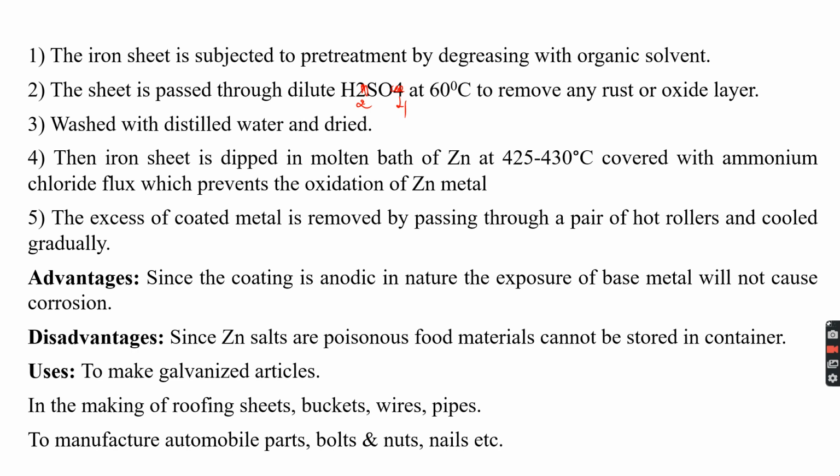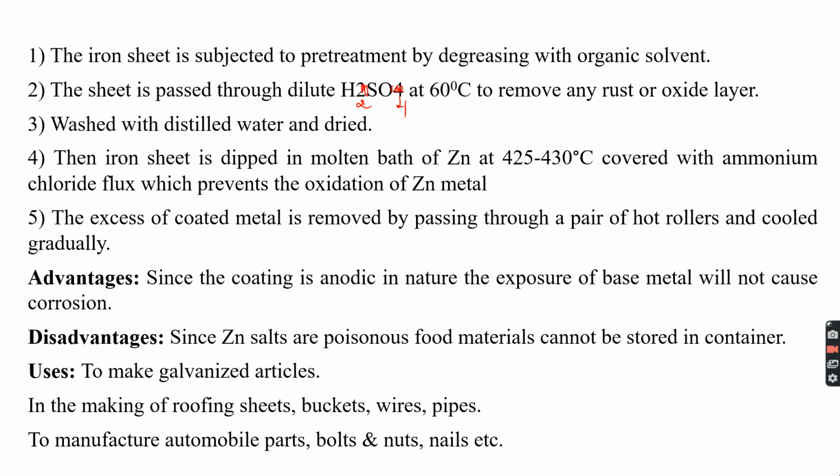The main advantage of this coating is its anodic nature; exposure of the base metal will not cause any corrosion. The disadvantage of galvanization is that it should not be used for preparing and storing foodstuffs, since zinc dissolves in dilute acid and produces toxins. Okay. It is mainly used for galvanized steel reinforcement or in building construction where a high degree of corrosion resistance is required.